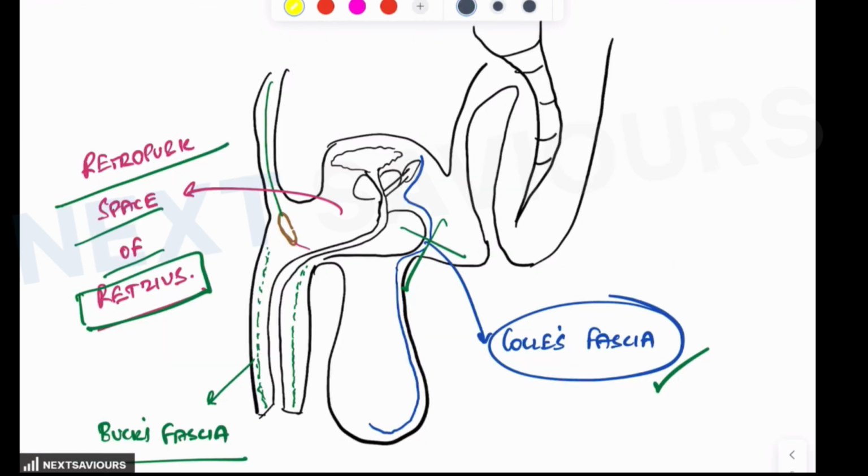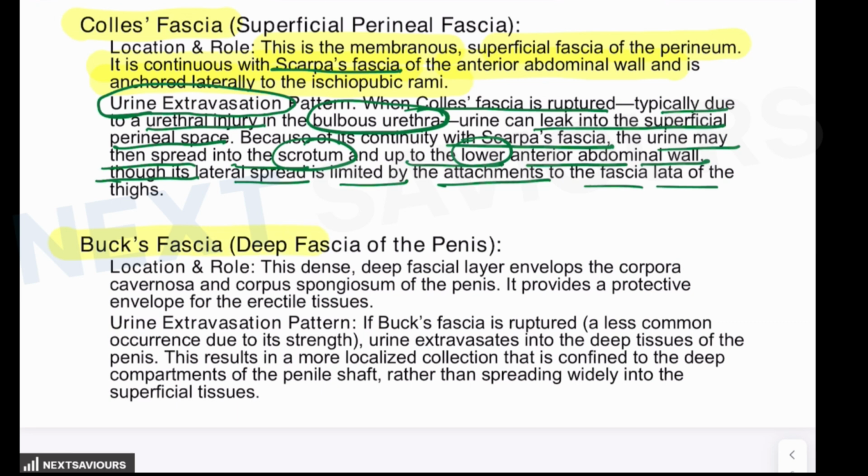Whenever there is a Colles fascia rupture associated with injury to the bulbar urethra, then there will be a collection of urine all the way up to the scrotum and the anterior abdominal wall. Why? Because of the continuation with the Scarpa's fascia. This is an important hint which will be provided to you in the question. Now let's see what is the role of the deep fascia of the penis, that is Buck's fascia of the penis.